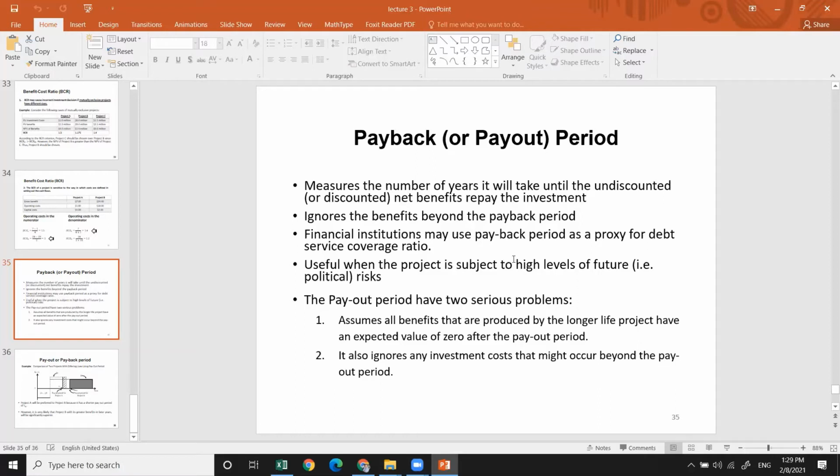The payback period has two serious issues. The first is that it assumes all benefits are produced within the period and that the project has an expected value of 0 after the payback period. So you do not consider any large cash flows after the cutoff period. Your aim is just to accept the project if it covers the cost that you incurred when you started your project. It also ignores any investment cost that might occur beyond the payback period.